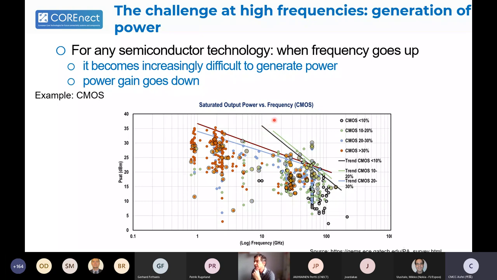Now, as an illustration, you see here a scatter plot of the performance of many published CMOS power amplifiers. I, on purpose, only showed CMOS, but the plot looks qualitatively the same for any other semiconductor technology. And so clearly you see the decreasing trend lines for the maximum power as frequency goes up.